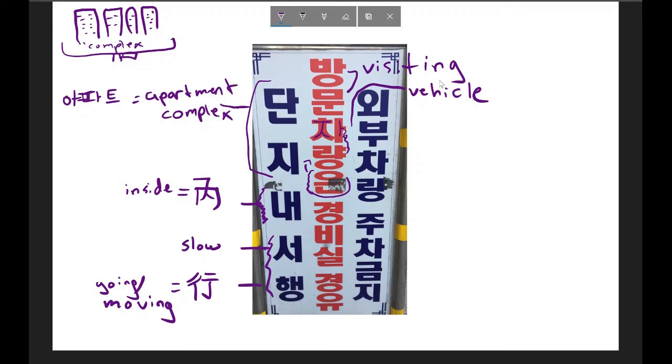We're saying, okay, we'll go slow in the apartment complex, and then this un here is going to indicate that this is the subject of the sentence, and these visiting vehicles will have to do something. And this thing here is going to tell me what these visiting vehicles will have to do. This word here, 경비, 경비 hada means to protect or to guard or something like that. And 실 means room. So a 경비실 is like the protect or guard room.